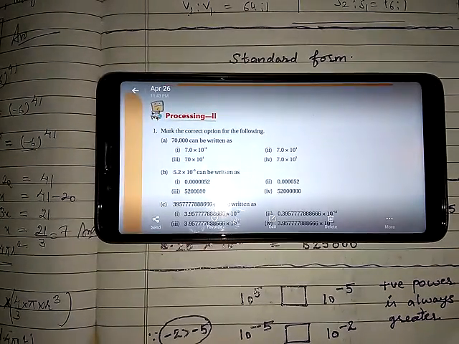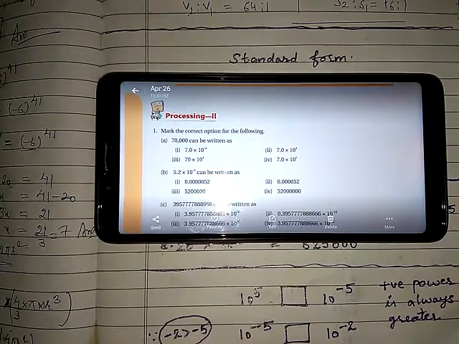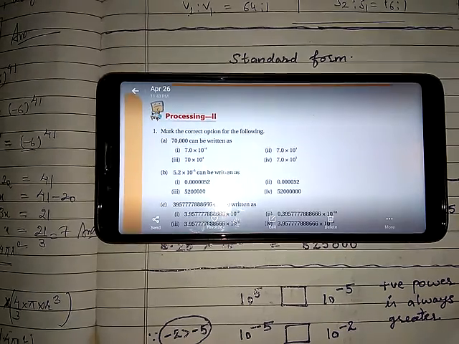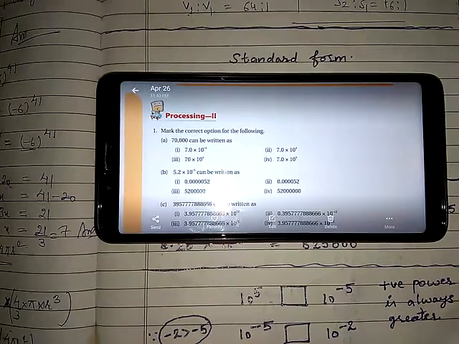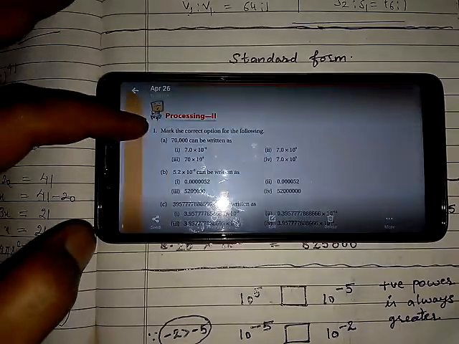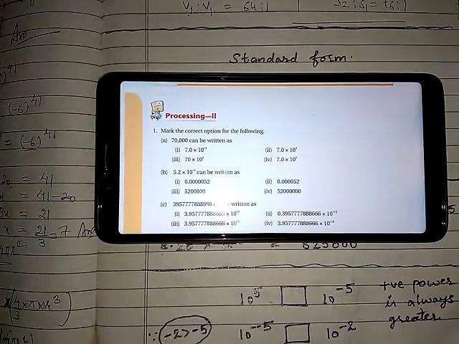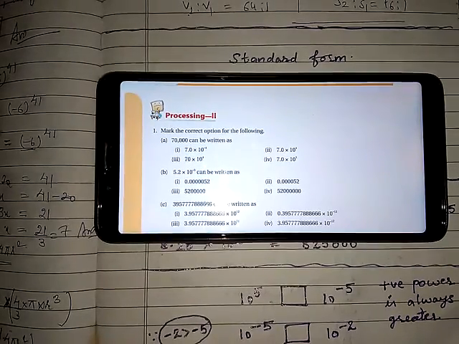In the last session, we started our chapter number 2, that is exponents and powers. We have solved practice 1, which was based on some laws of the exponent. I hope you have learned the laws of the exponents and completed practice number 1 also. So with that hope, I am going to start with practice number 2 in this session.